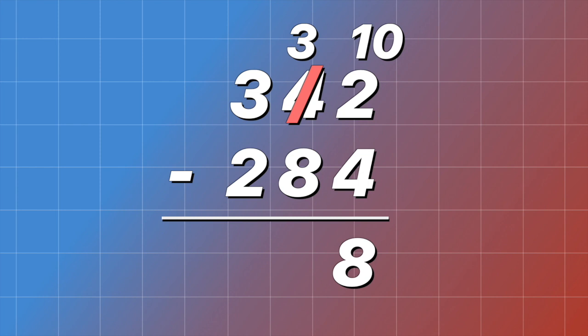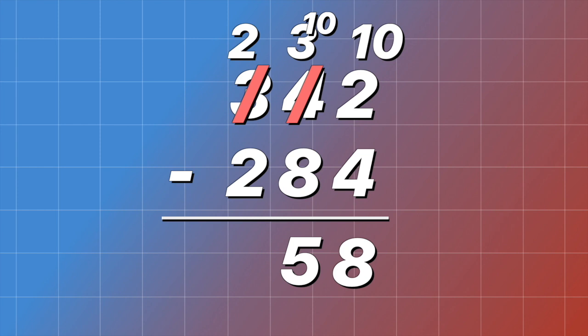Next, we move to the tens column. 3 minus 8 isn't possible without borrowing 100. We borrow 100 from the hundreds column, changing 3 to 2. We add 10 to 3, making it 13. Then, we subtract 13 minus 8, resulting in 5. We write this below the horizontal line in the tens column.